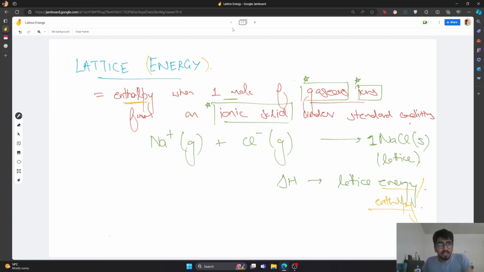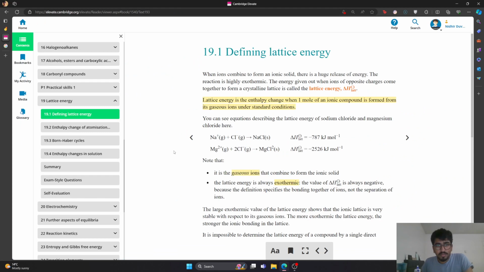Okay, so let's move on. Let's see what else the book has to tell us about this. So, a few things to observe. First, it says it is the gaseous ions that combine to form an ionic solid, and they are saying that the lattice energy is always exothermic. So if you take gaseous ions that want to come together, because there are pluses and minuses in the air, and you make them a solid, make them a lattice, that is always a good thing. Good for the atoms, and if it's good for the atoms, then they show their happiness by coming to a lower energy state.